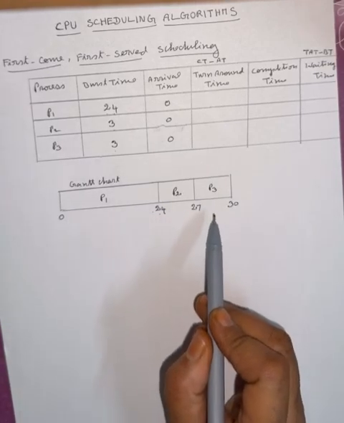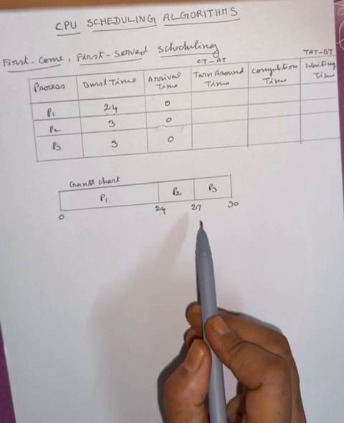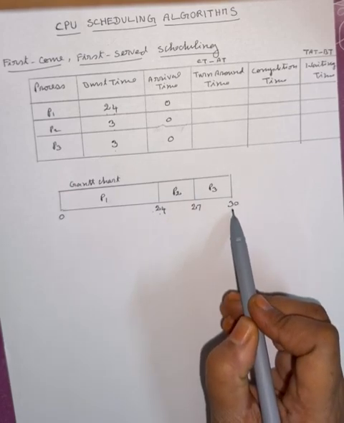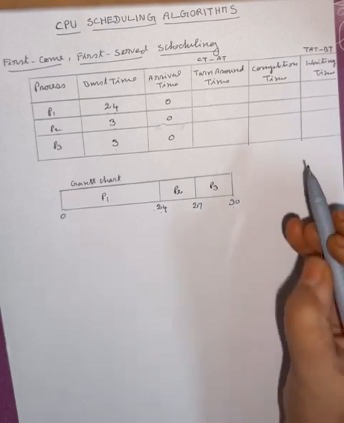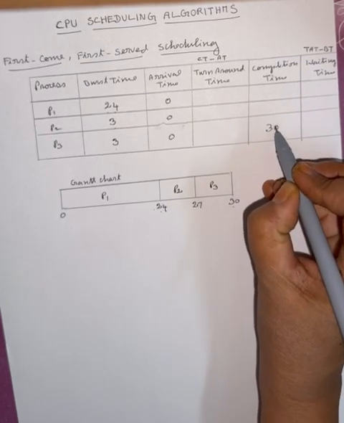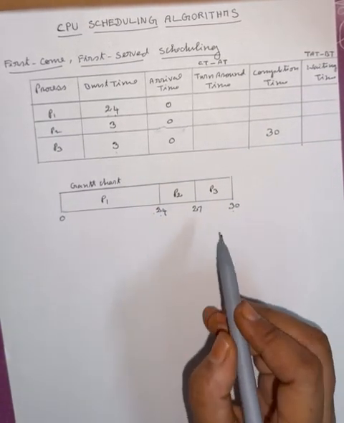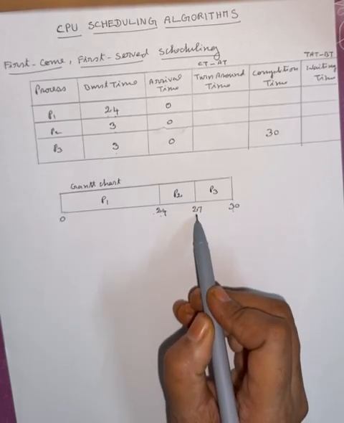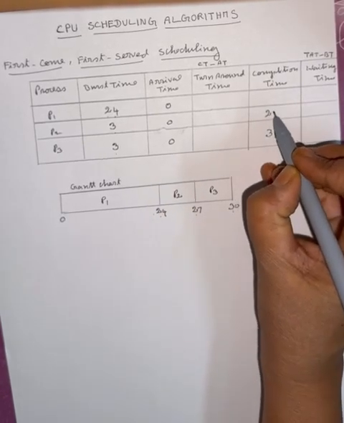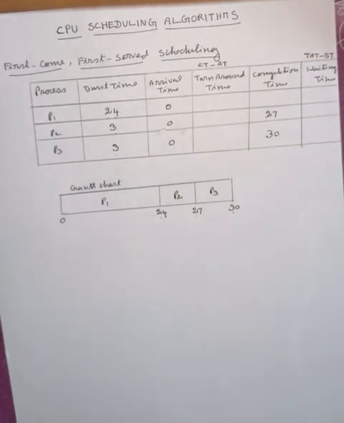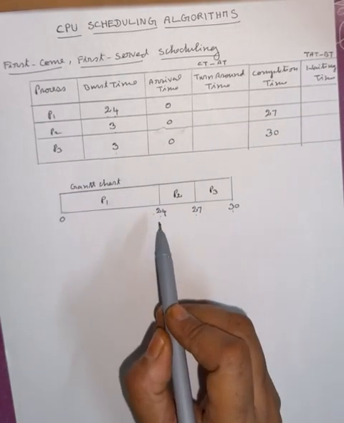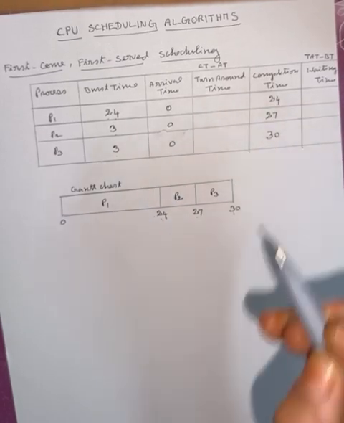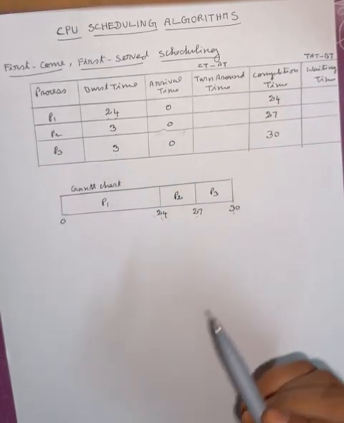From the Gantt chart, we can find the completion time of all three processes. For P3, the completion time is the 30th millisecond, so we are entering that here. P2 completes its operation at the 27th millisecond, so the completion time of P2 is 27. Then the completion time of P1 is 24. So we found the completion time of all three processes.